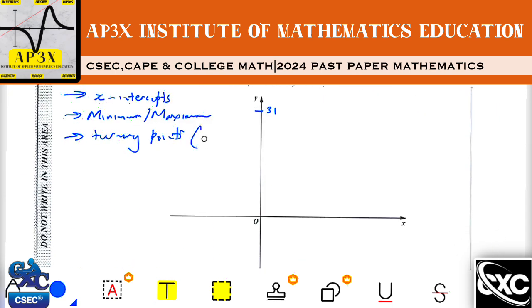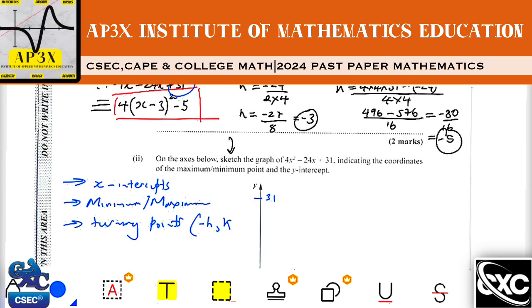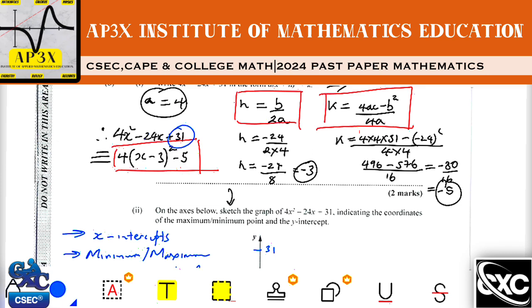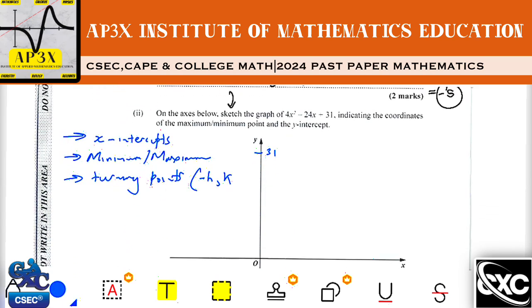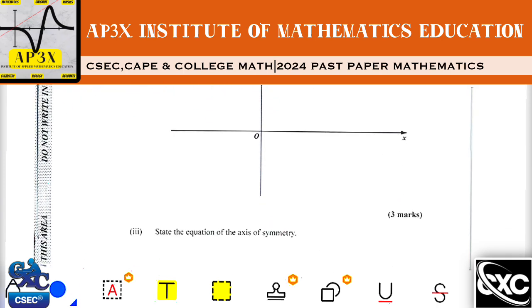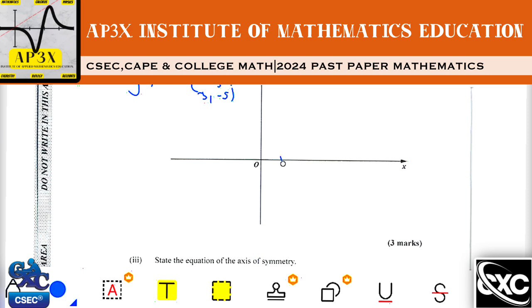So the turning point here is going to be negative h comma k, which in this case we know that negative h is going to be the negative of what we had calculated for h. So negative h is going to be positive 3 and k is going to be negative 5. We know that for certain, so we're going to find 3, negative 5. So assuming that this is 1, this is 2, this is 3, and then this is 1, 2, 3, 4, 5. We know that this is 3, negative 5, so we are going to be somewhere right here.